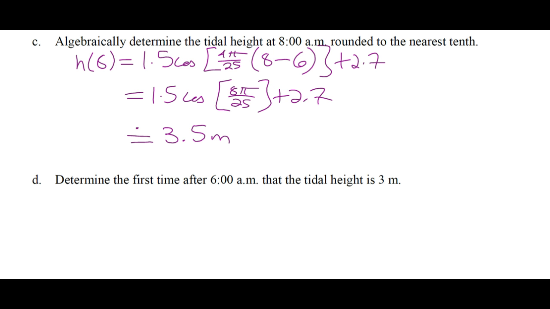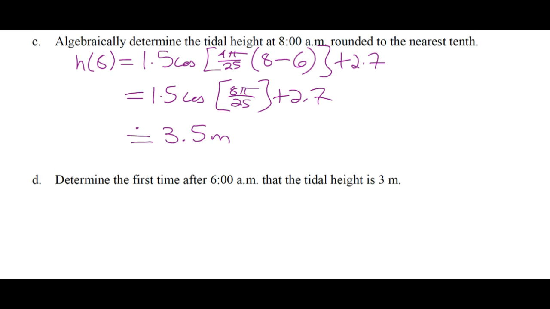What does 4 pi over 25 do? What does the B value do in this case? It converts hours into radians. Okay, converts hours into radians, right? So that's what it's doing. Because you're giving the function a number of hours, and the function says, but hey, this guy takes radians. I need to convert this into radians. So the 4 pi over 25 just converts the hours into radians.